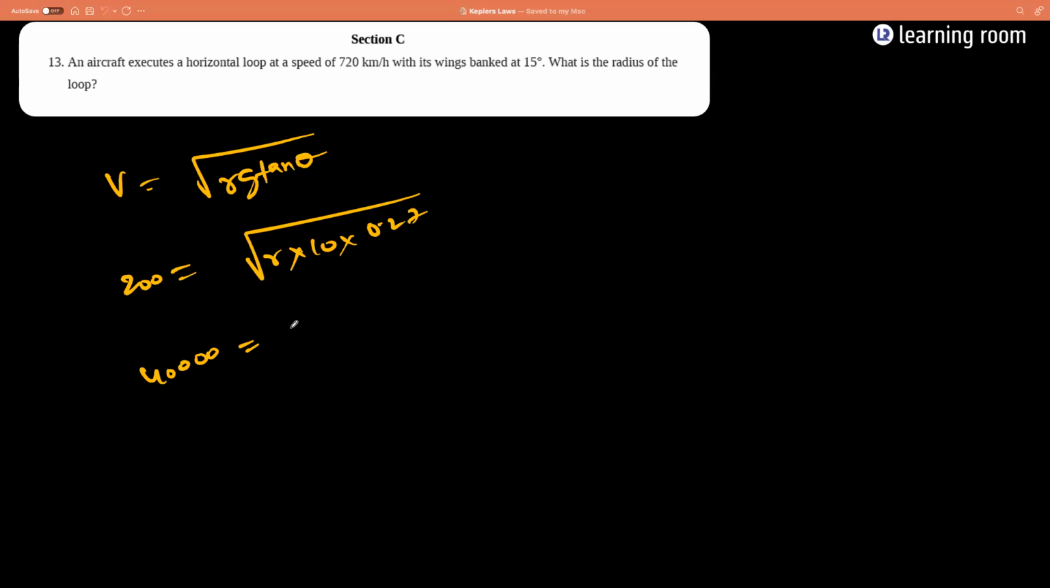40,000 is equal to R into 2.7. Divide both, so 4 lakh divided by 2.7. The radius should be in terms of meter. So instead of meter, if you want, you can report kilometer. Okay, next.